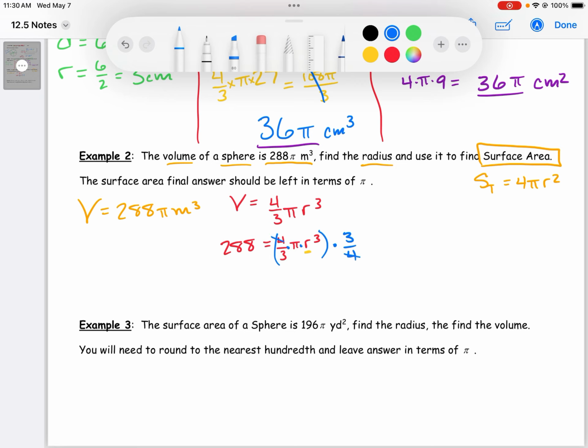So to start with, I'm going to multiply both sides by 3/4. The reason I do that is because that will cancel the 4/3. So that gives me 288 times 3, which is 864, over 4. And then what's left over here is the pi, the r, and the cubed.